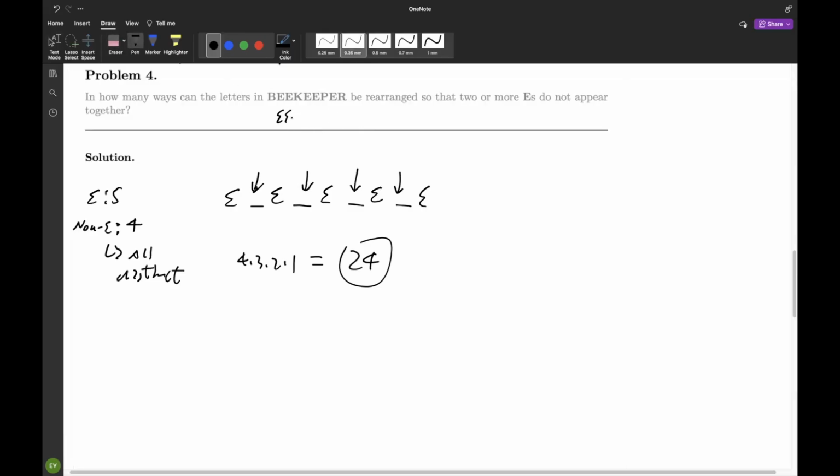I will use A, B, actually A, B, B, A. Okay, in how many ways can this word be arranged so that two or more E's do not appear together? Can you guys solve this right now, really quickly? You guys can send me your answer through private chat.